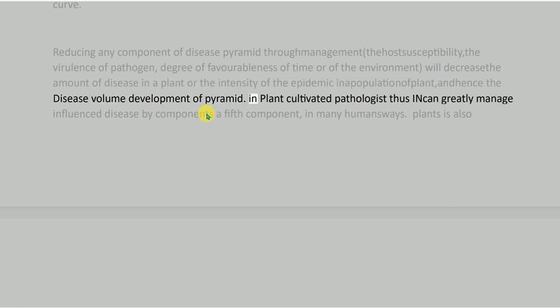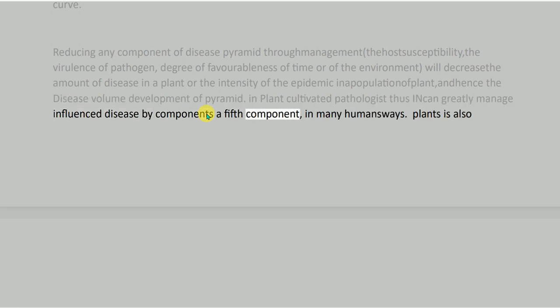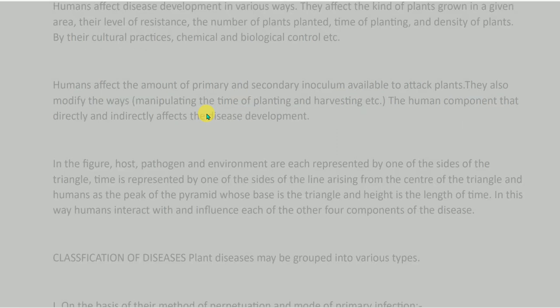In cultivated plants, the pathologist can thus greatly influence disease by managing these components. A fifth component, in many ways, is humans. Humans affect disease development in various ways. They affect the kind of plants grown in a given area, their level of resistance, the number of plants planted, time of planting, and density of plants, by their cultural practices, chemical and biological control etc. Humans affect the amount of primary and secondary inoculum available to attack plants. They also modify the environment, manipulating the time of planting and harvesting etc. The human component directly and indirectly affects disease development.